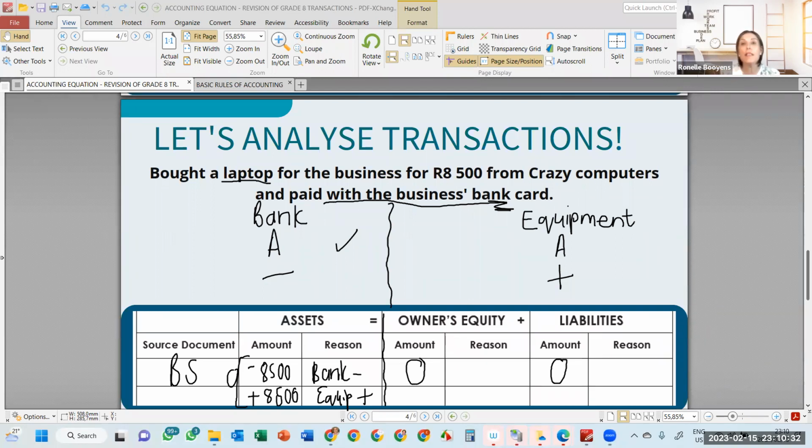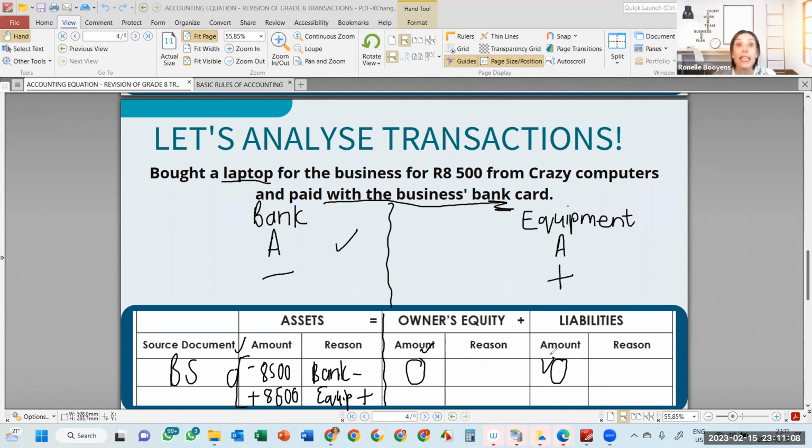There was movement between two assets. One went up, one went down. But at the end, the net effect of this transaction on the three elements in this business is 0, because minus 8,500 plus 8,500 brings me back to 0. So indeed, 0 equals 0 plus 0. So the accounting equation for this business is still in balance.